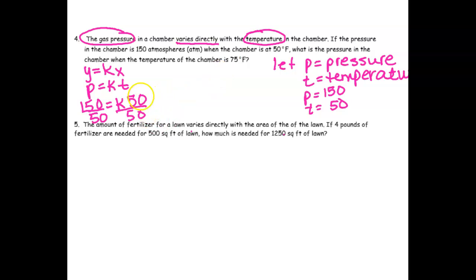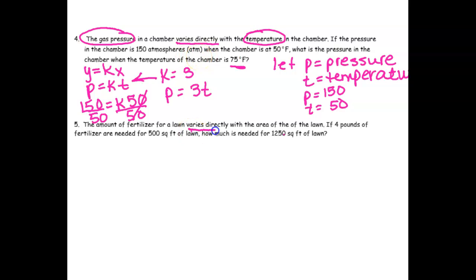So in this case, I'll do the first one here. You'll get k is equal to 3. So your equation that's plugged in here, P is equal to 3 times T. All right, and now you make your prediction. What's the pressure in the chamber when the temperature is 75? So is 75 going to be your T or your P? And you figure it out and get your answer. Okay, make sure that you write the right units. Okay, so you're going to write the units after it.